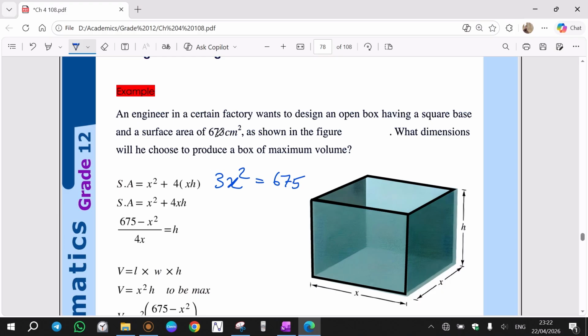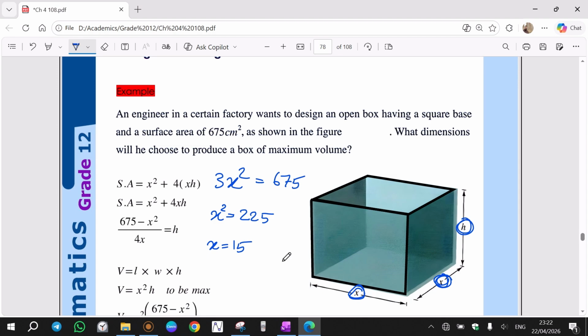This question has been in Wazari. Once they asked for x only, and once they asked for height. X is length and width. Both are x, because the open box has a square base. Let's solve this to find x. Divide both sides by 3. So x squared equal to 675 divided by 3 is 225. Take square root, x equal to 15.